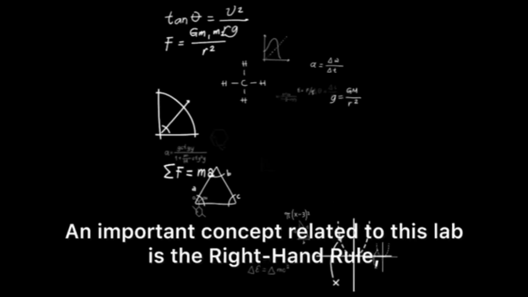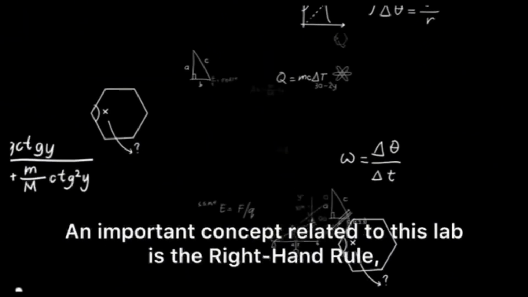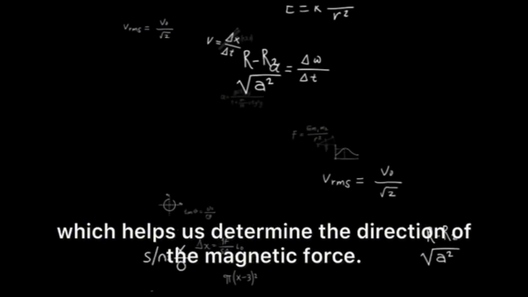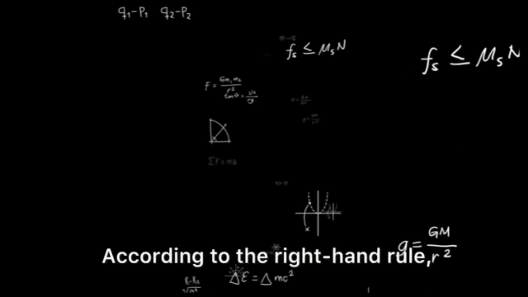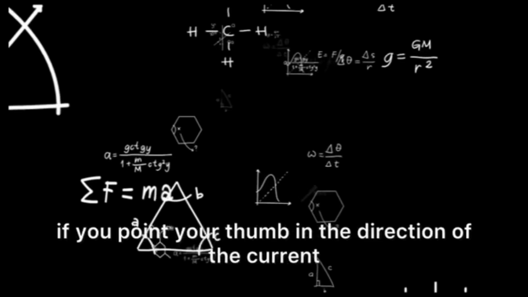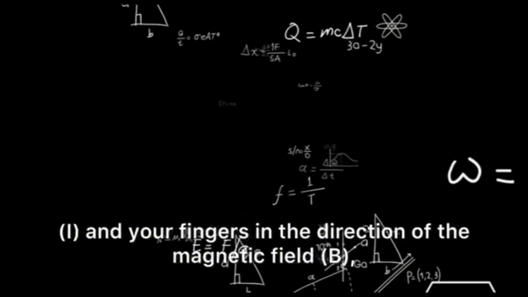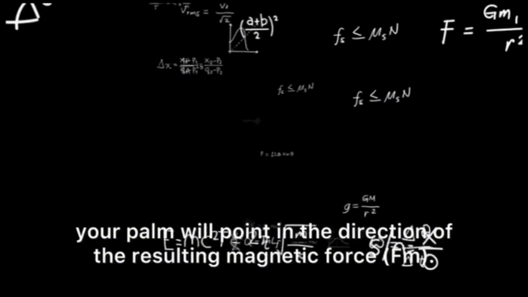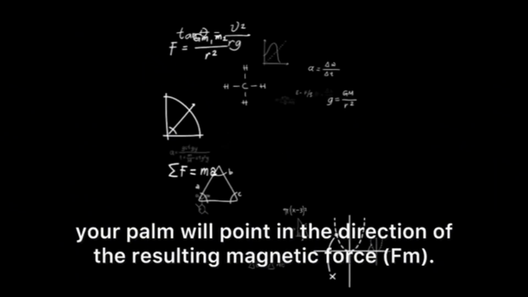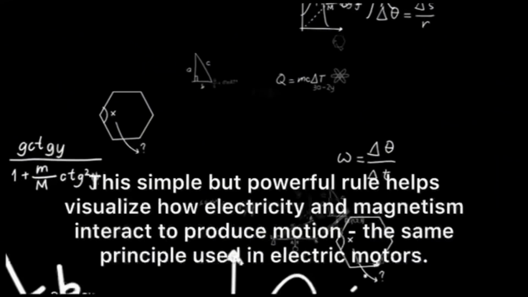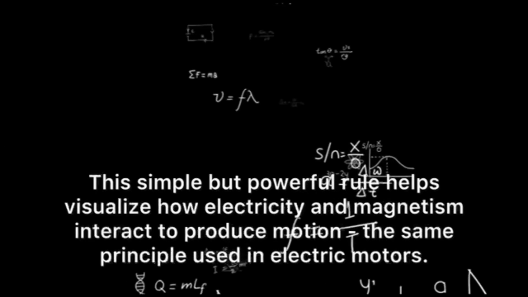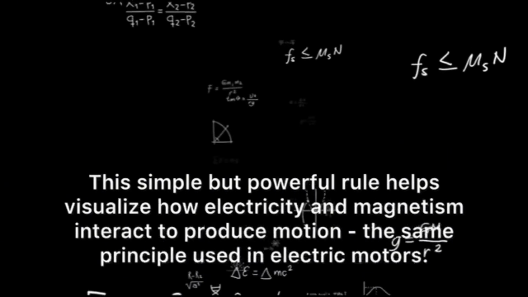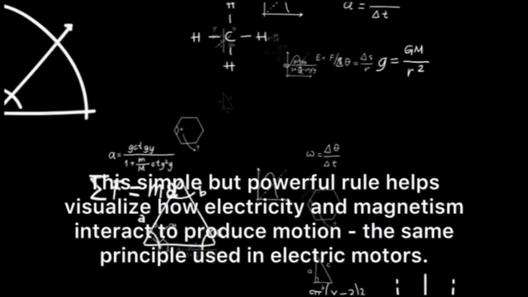An important concept related to this lab is the right-hand rule, which helps us determine the direction of the magnetic force. According to the right-hand rule, if you point your thumb in the direction of the current, I, and your fingers in the direction of the magnetic field, B, your palm will point in the direction of the resulting magnetic force, Fm. This simple but powerful rule helps visualize how electricity and magnetism interact to produce motion, the same principle used in electric motors.